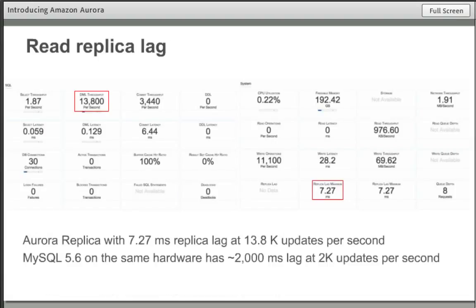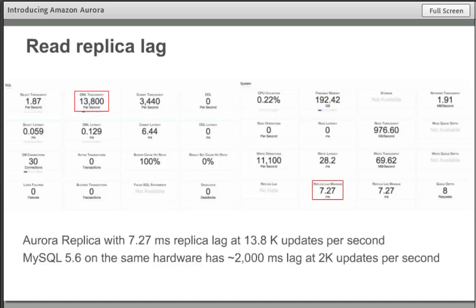Now we talked a bit about read replica lag before. So here are some actual numbers on that. In this case, we're running just under 14,000 updates per second. And our replica lag is coming in at a little under 7.3 milliseconds, which is pretty good. Most applications will have a tough time actually being affected by that.